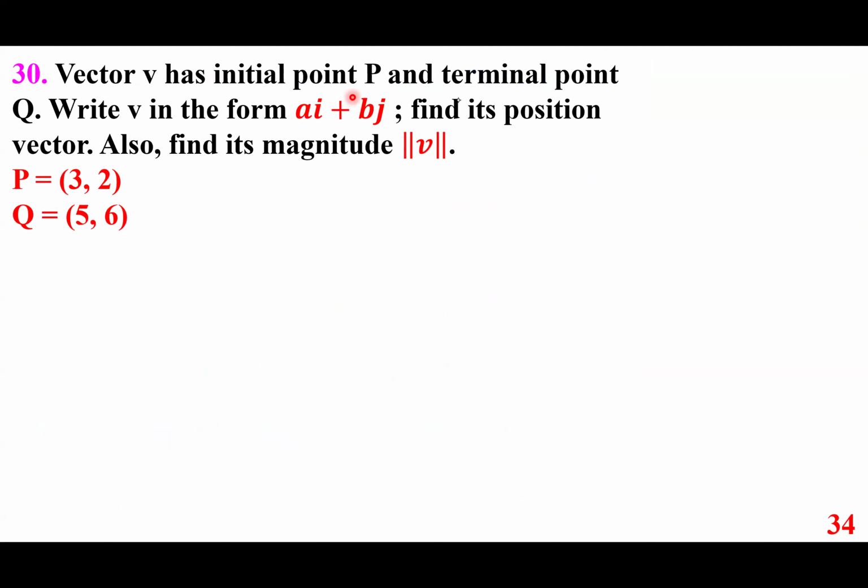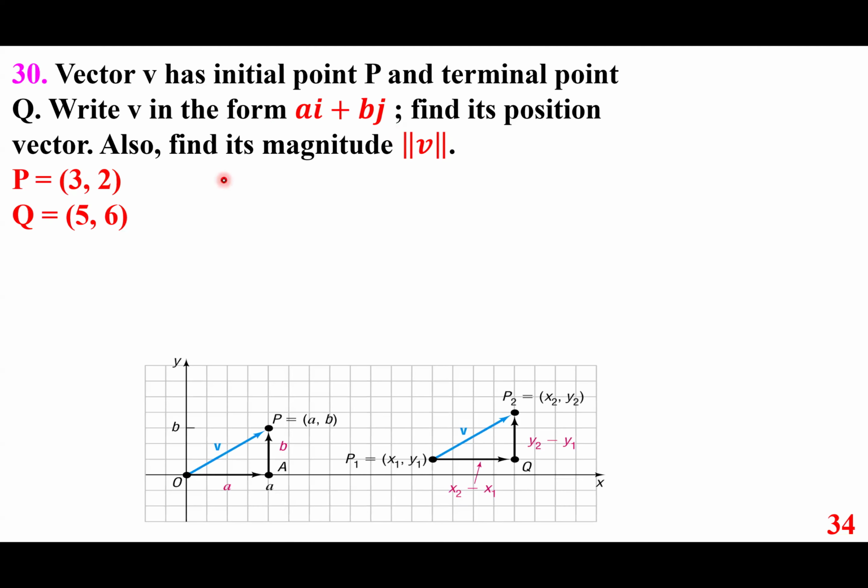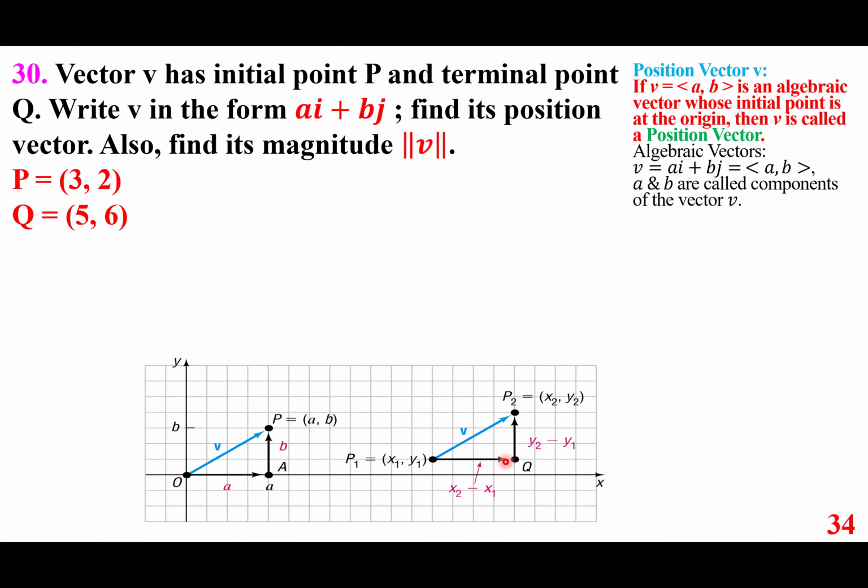A vector has initial point P and terminal point Q; write it in the form ai plus bj, find its position vector, and so forth. By definition, if you have a vector and you move it such that the initial point is at the origin, it's called the position vector. So position vector, ai plus bj. a and b are called components of the vector.